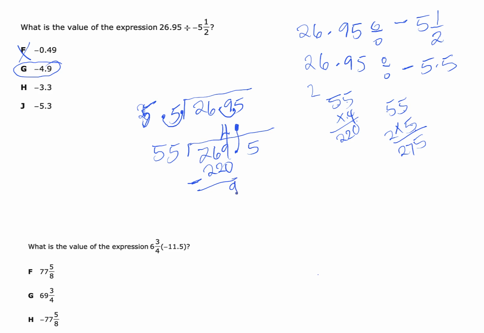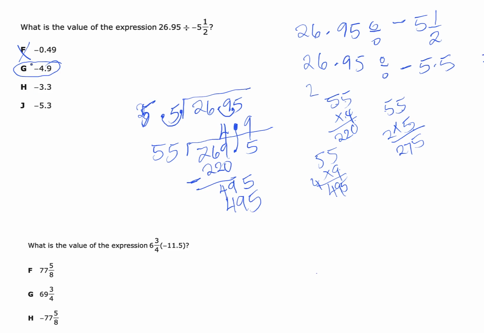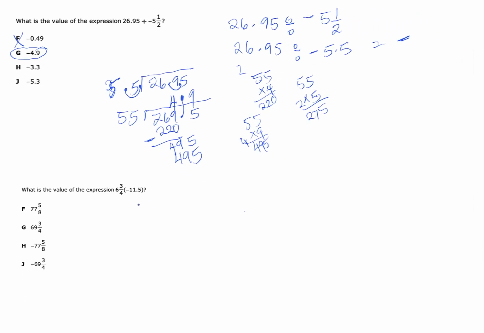So if you subtract, you get 9. You get 4. Bring down the 5. 495. 55 goes into that. You can try 9. 55 times 9. That's 45. 45. 6, 7, 8, 9. And there you go. 4.9, but we didn't need to go all that way. Once I got the 4 point, I knew my answer was G.